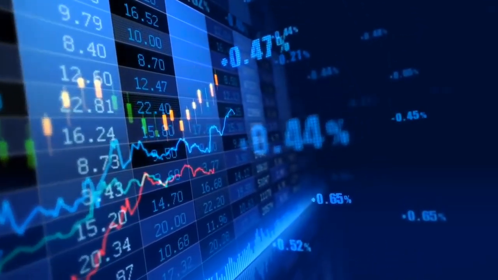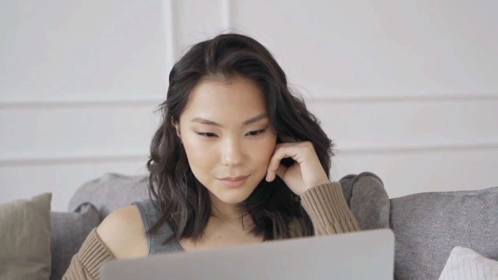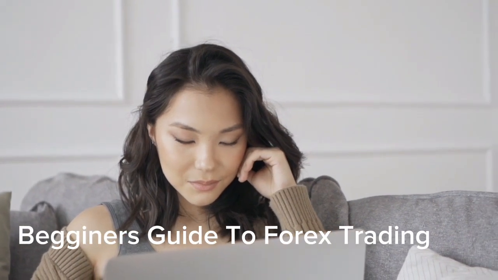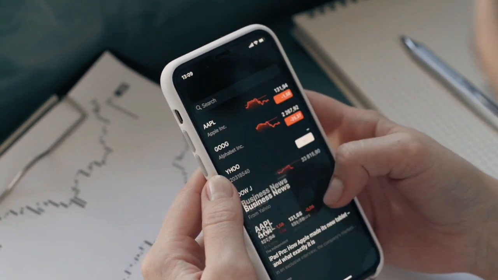Ever find yourself enraged by the headlines and currency fluctuations, thinking, I could profit from that? Well, today is your lucky day. Welcome to Beginner's Guide to Forex Trading. Get ready to embark on an exhilarating journey through the world of currency exchange.